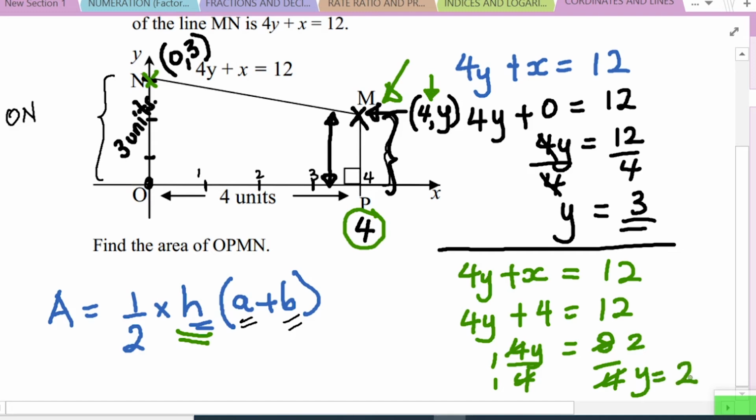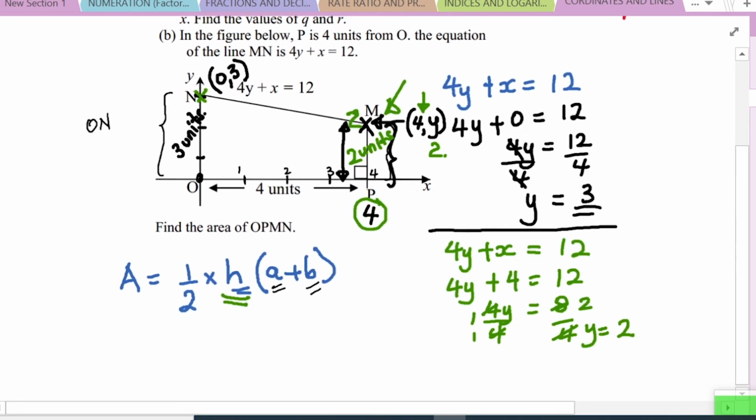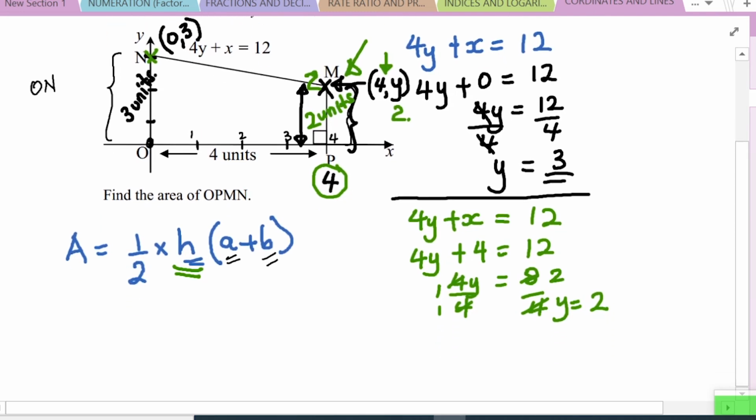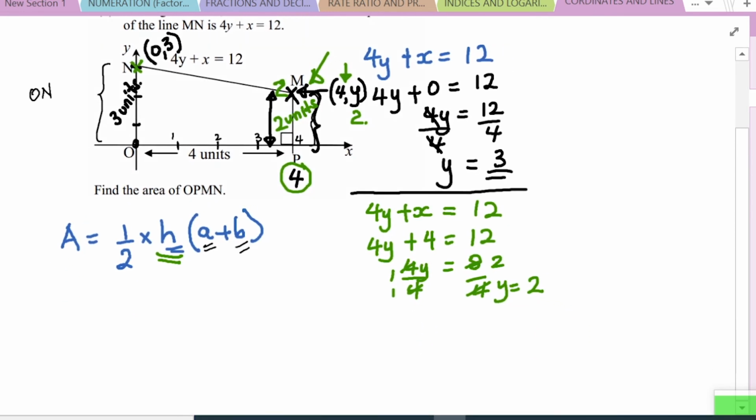So from here we can see that our value of y here is 2. So if the value of y here is 2, it means that this is 2 units. You get what I mean? The other side it is 3 units, there it is 2 units. So after finding those values, then we can go ahead and find the area.